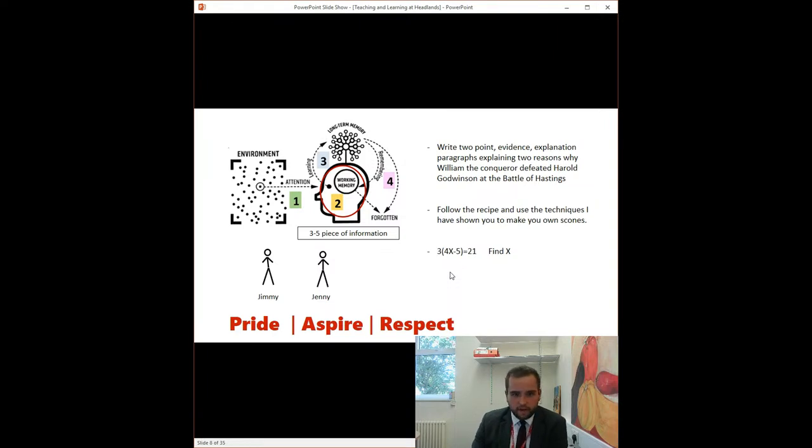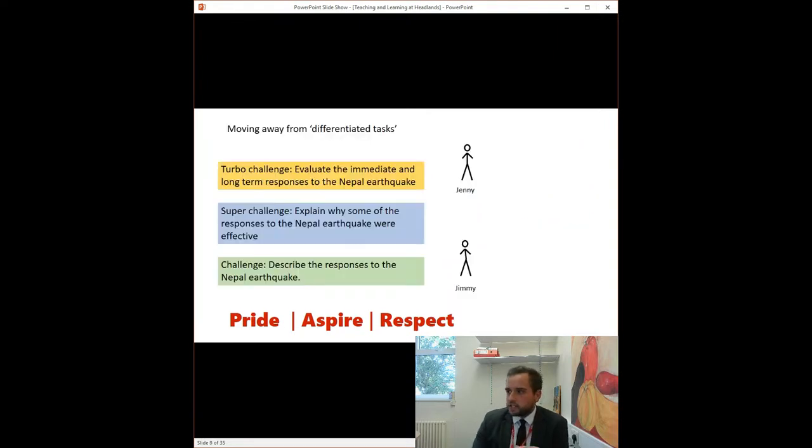So what do we do about that then? What do we do to ensure that our students aren't overwhelmed in terms of their working memory and make sure that we can learn things? The first thing to talk about is this.